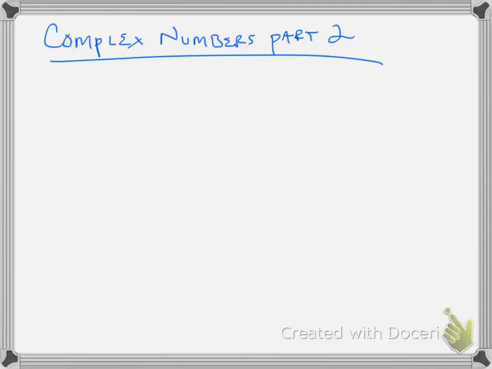Okay, so the second part, we're going to talk about complex conjugates. And if you notice in the last section, some of the problems, when you multiplied them together, the i's canceled out and you were left with a real number. Those are called complex conjugates of each other.